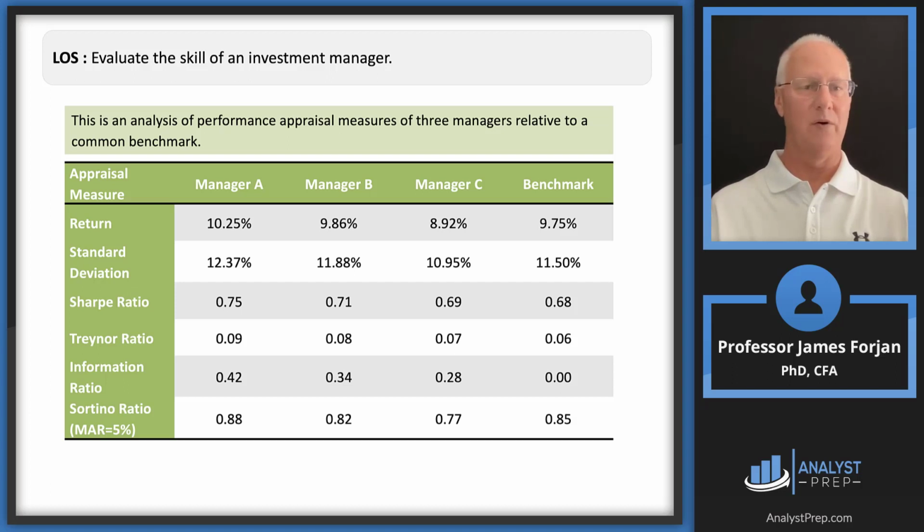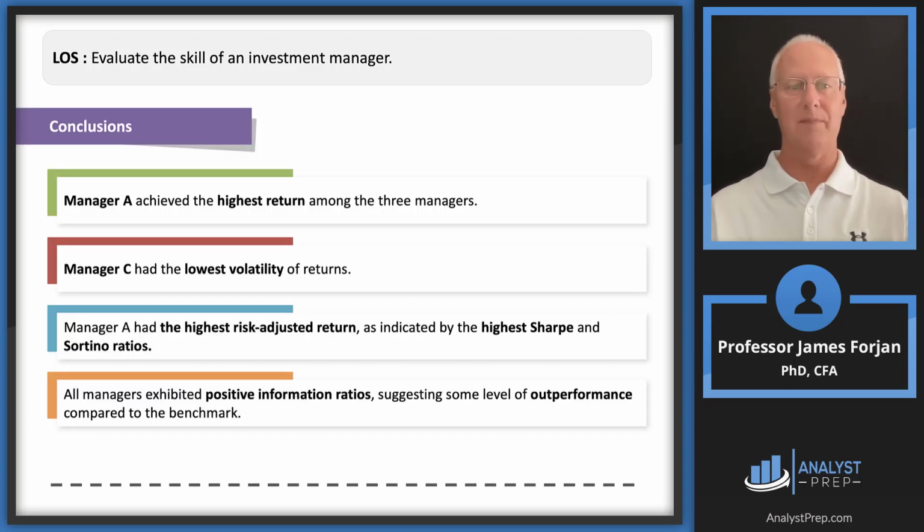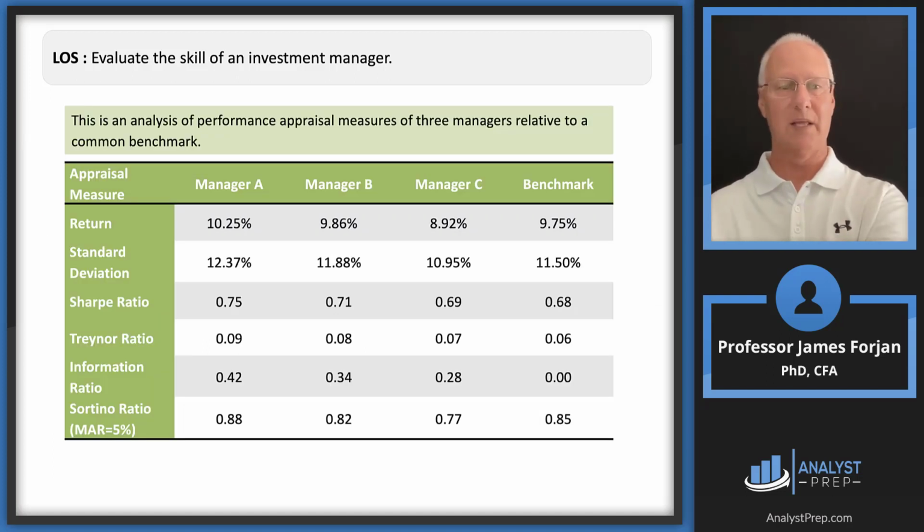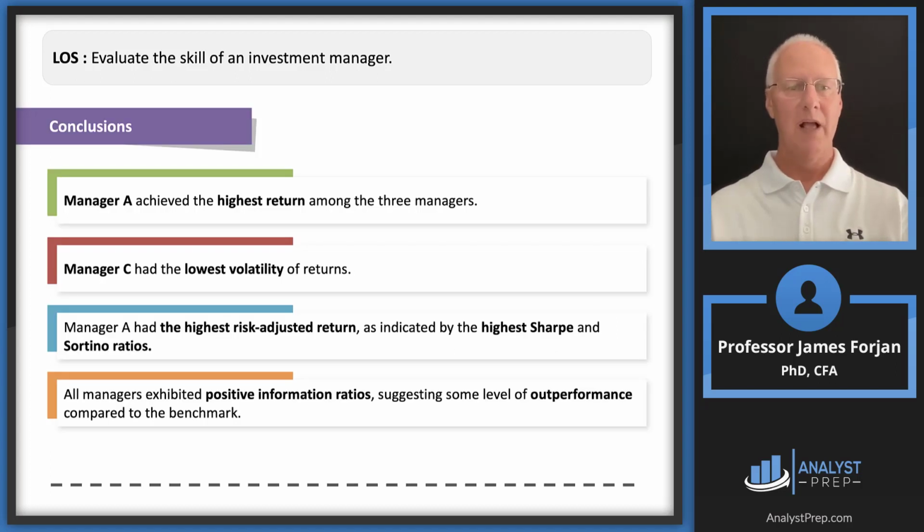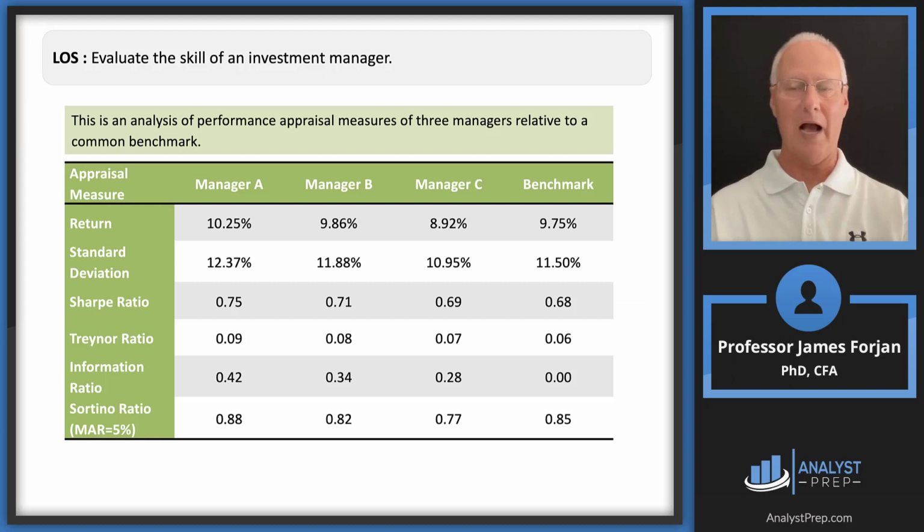So what can we do? We can go ahead and say something like, hey, Manager A, highest return. Manager C, lowest volatility. How did we do that? Yeah, standard deviation of 10.95. Manager A, highest risk-adjusted return by Sharpe and Sortino. There we go. All managers exhibited positive information ratios suggesting some level of outperformance. So what can we conclude? That these three managers, they all probably did a pretty good job.